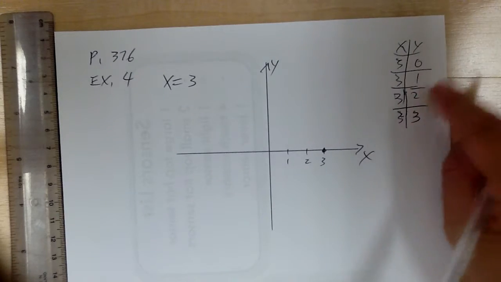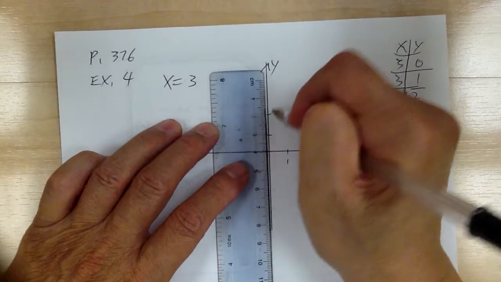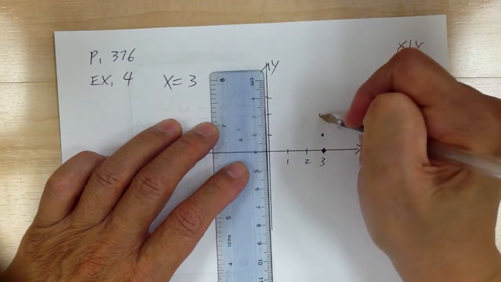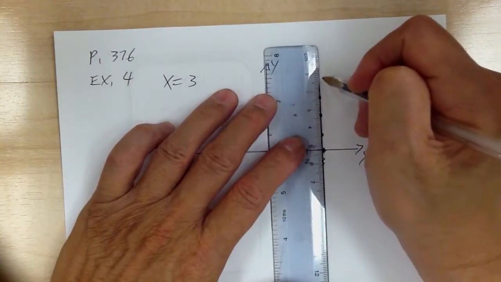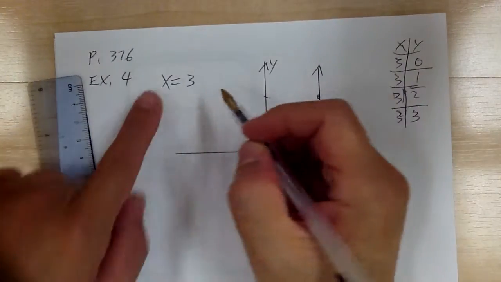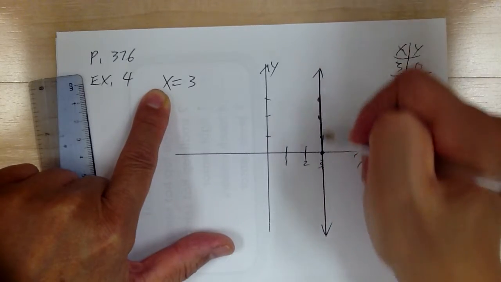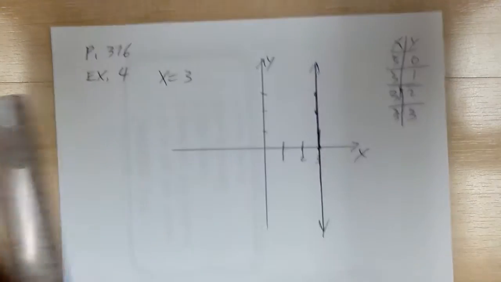So if you plot all these points, here's your 3, 0, here's your 3, 1, 3, 2, 3, 3. If you connect, notice you get a nice line over here. So the way to think of it is that x equal to 3, so you go 1, 2, 3, but because it's two dimensional, you just make the hash mark longer. That's what you have to do.